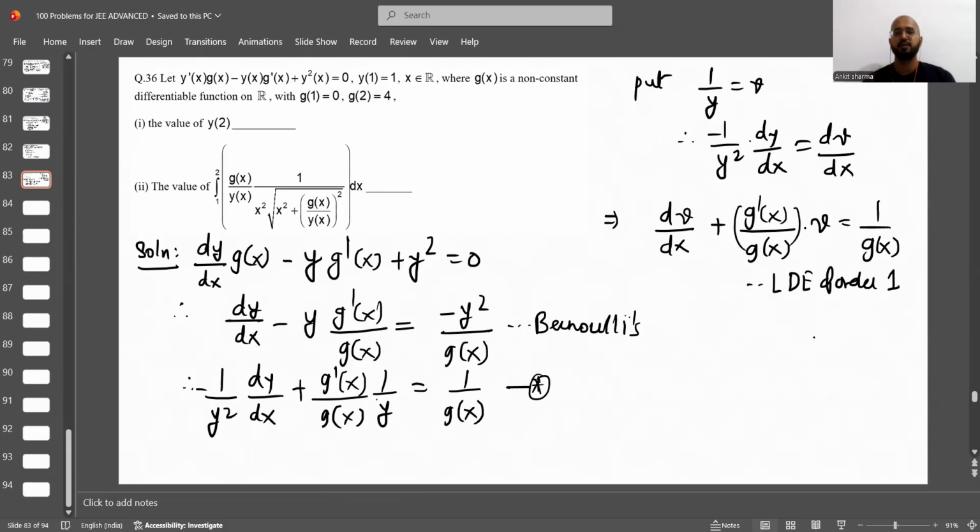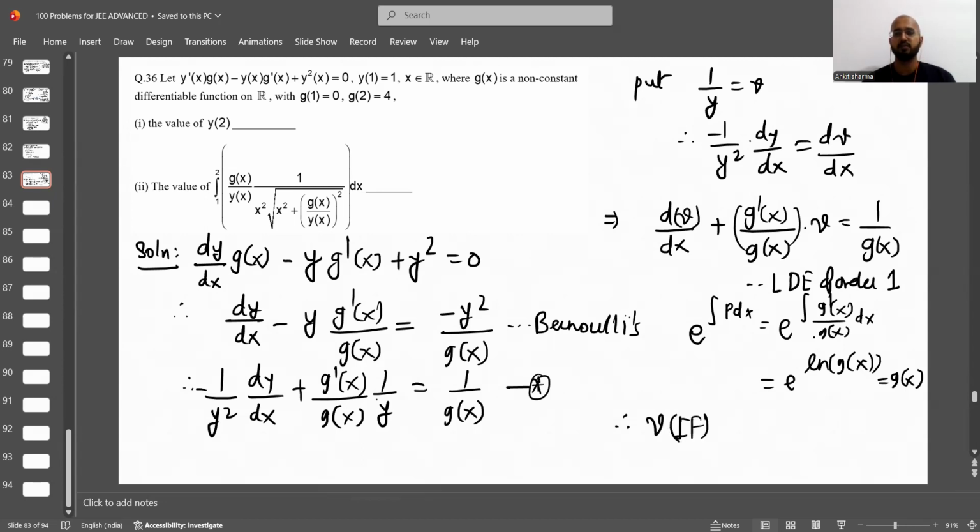So this part turns out to be my p. So the integrating factor would be e to the power integration of p dx, which is integral of g dash over g of x. And this gives me e to the power ln of g of x, which is simply g of x. Now let's go ahead. Here the dependent variable is v. So the solution would be given by v into integrating factor is equal to integration of the thing on the right side, which is called q, into the integrating factor dx, plus some constant. So v into integrating factor is g of x itself.